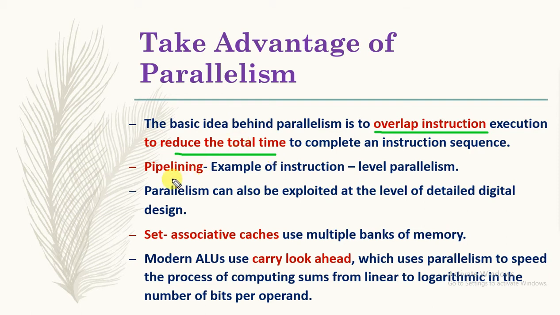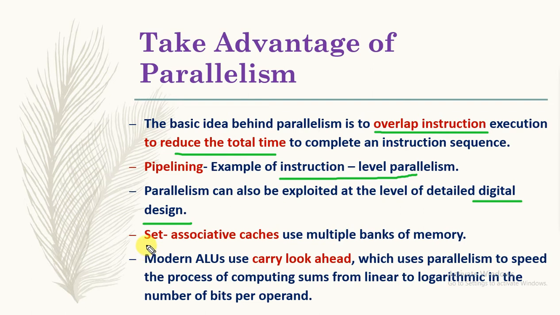So pipelining is an example that uses instruction level parallelism, so that different instruction stages can be formed, and each stage of different instructions can be simultaneously working. That implements the concept of parallelism. Parallelism can also be exploited at the level of detailed digital design. On the IC side also, if more processors, that is multiple cores, are incorporated within the system, there also we can improve the parallelism, so that we can perform more than one task simultaneously.